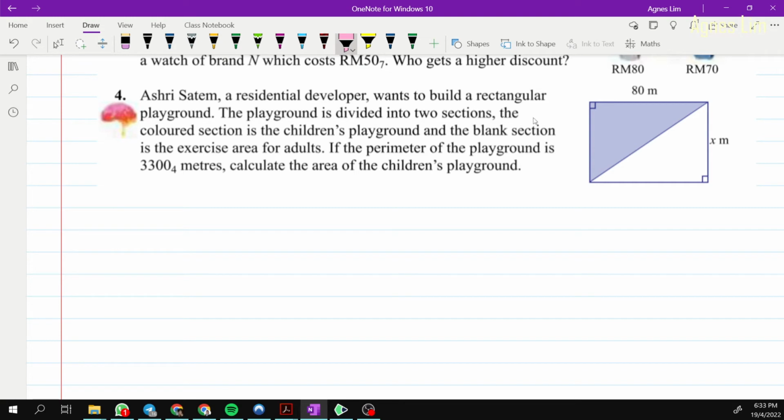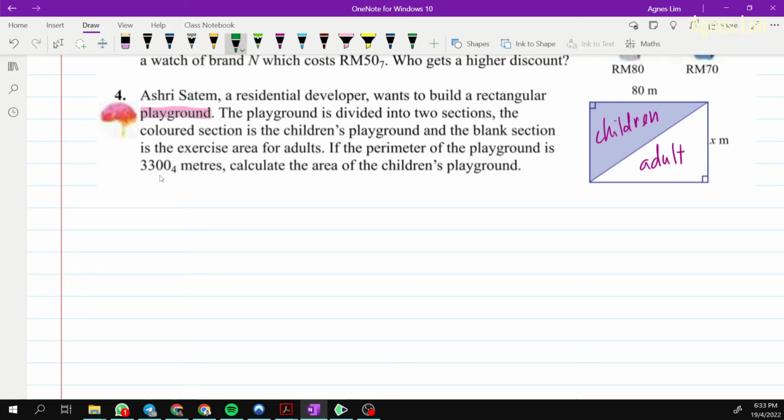Okay, so there is a picture of a rectangle here, which is actually the playground, and it's divided into two sections. One section is for children, which is the colored one. The other one is for adults. Both of them are playground. And now the question wants you to find the area of the children's playground if the perimeter is 3300 in base 4. So all the other information is in base 10.